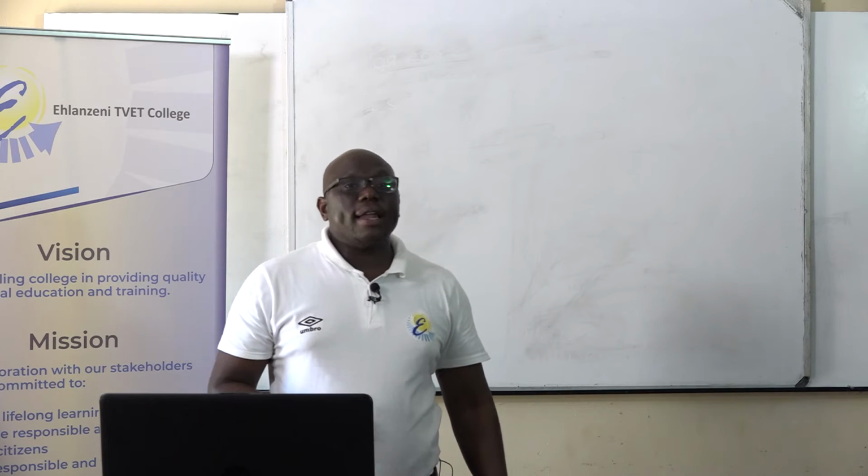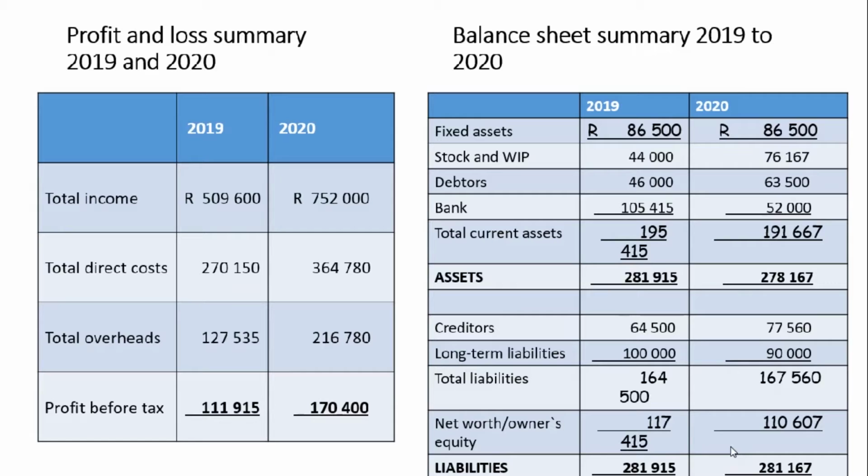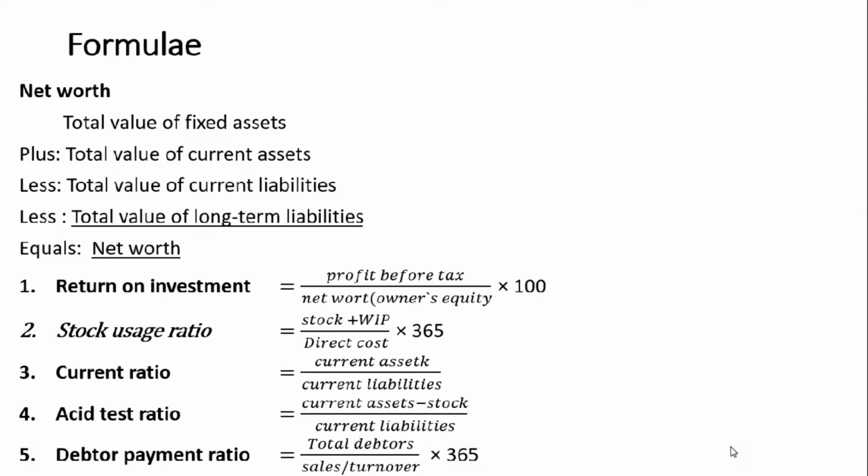Let us come to the analyzing of the balance sheet using the formulas. Here are the formulas that we are going to use in order to do the interpretation and analysis of the balance sheet. The formula to calculate the net worth of the business says the fixed assets plus the current assets less the current liabilities less the long-term liabilities gives us the net worth.